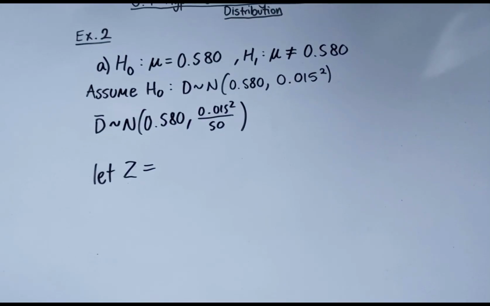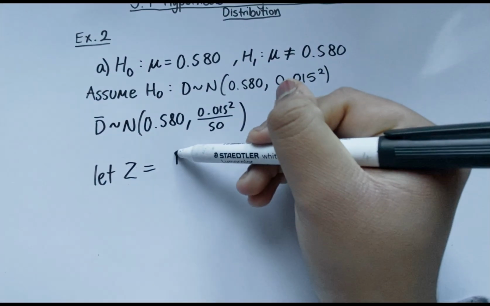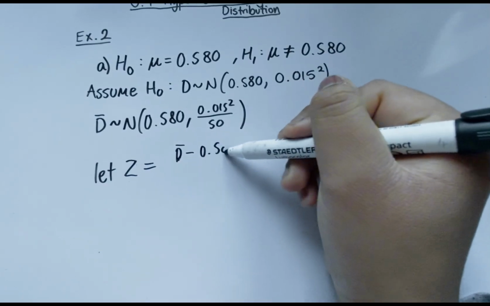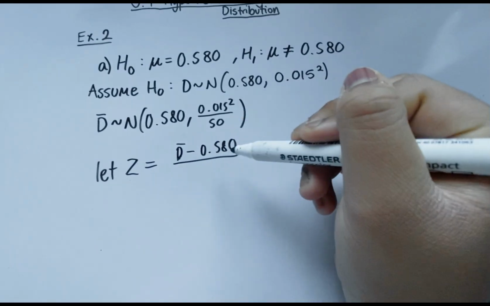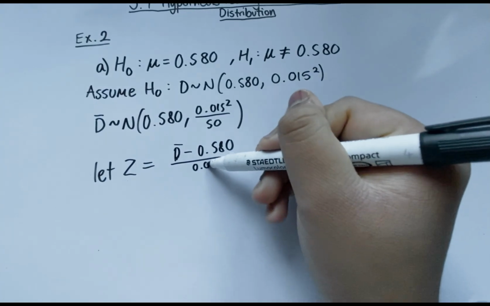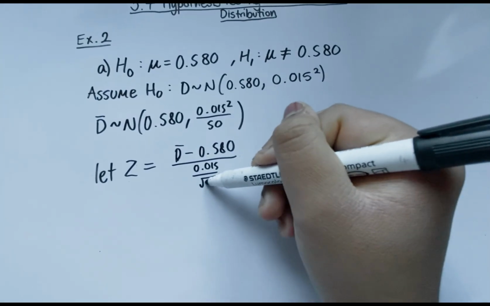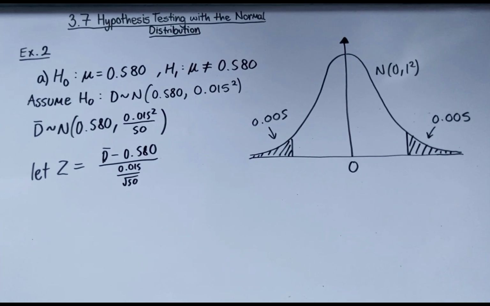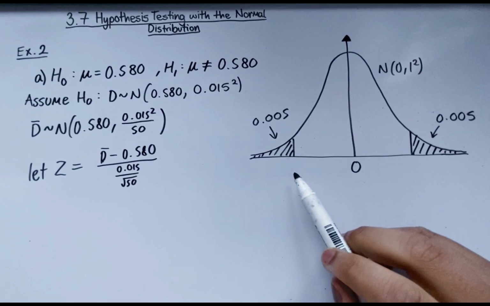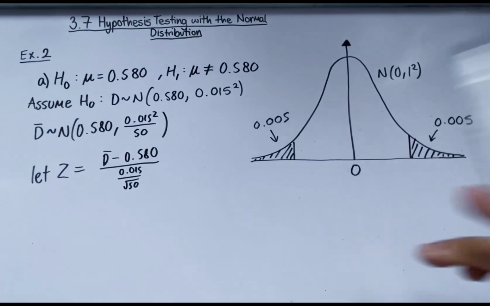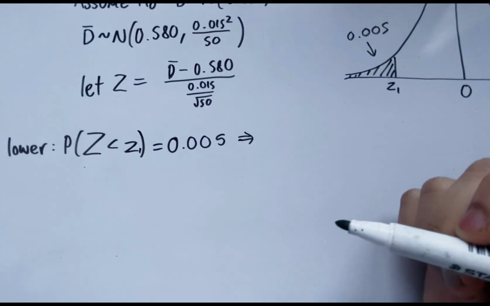We then need to code the data by letting z equal d bar minus the mean, which is 0.580, over the standard deviation, which will be the square root of all of this, or 0.015 over square root 50. We're testing at the 1% significance level, so that means in each tail, the upper tail and lower tail, we need to have half of that significance level, or 0.005. Let's find the lower tail first.